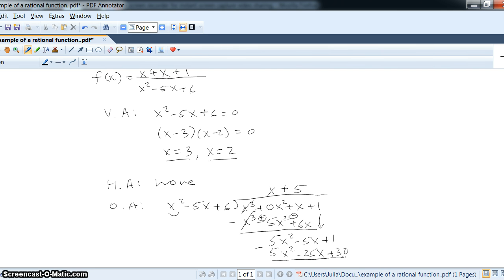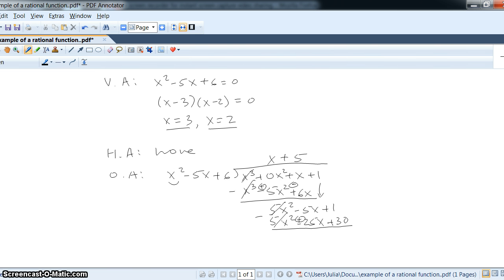Again, we need to subtract. 5x squared will cancel again. Cross it out. Again, we need to switch this negative down. So we'll have negative 5x plus 25x. Let me scroll down a little bit. So we're going to have positive 20x. And here we switch positive into a minus sign, so it would be 1 minus 30, which gives us minus 29.